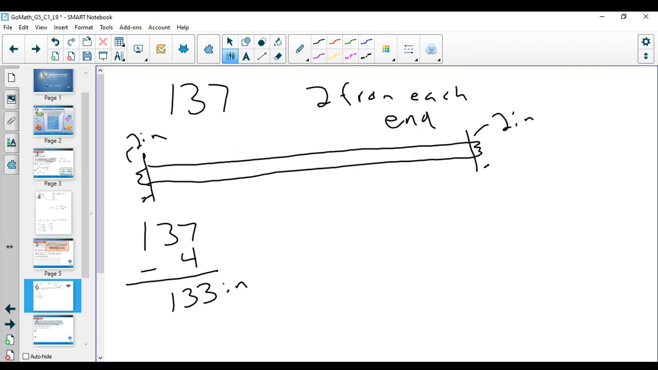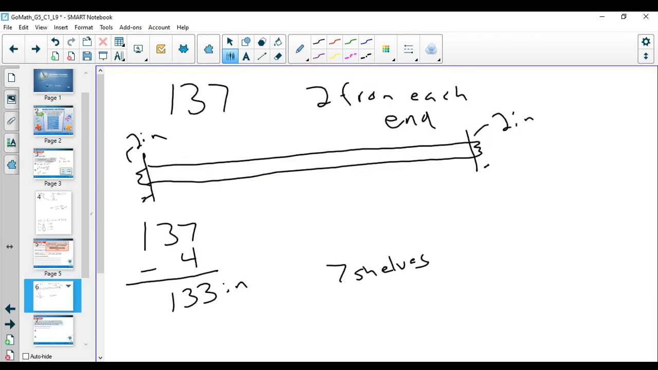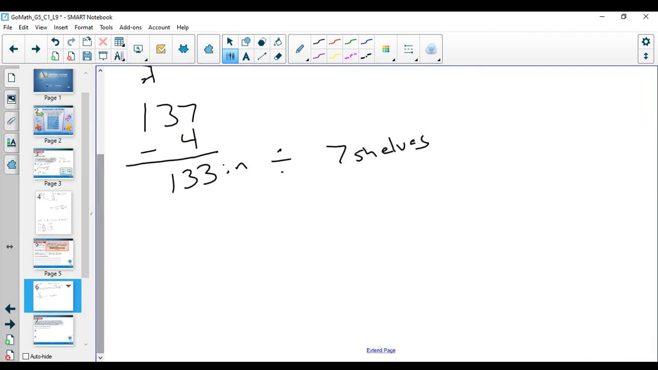We also know that we're going to make 7 shelves. I'm going to review it just to make sure. She's building shelves for her room. She wants to cut it into 7 shelves. Oh, here's a key word: equal. So these shelves are all going to be the same length. So we're going to end up dividing. Again, we're going to use the distributive property to help us out here. So we're going to set it up like this.